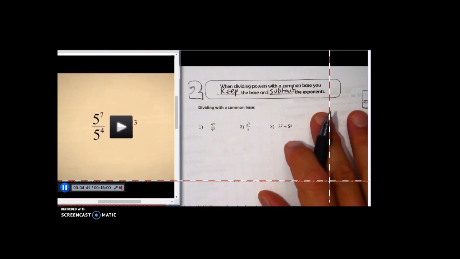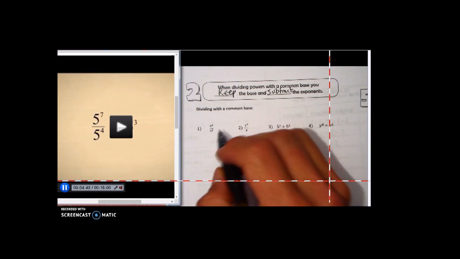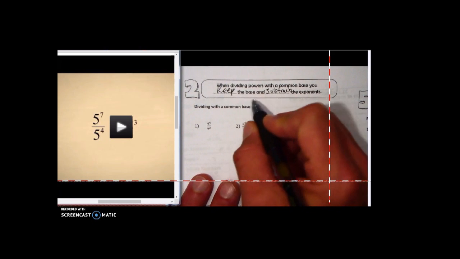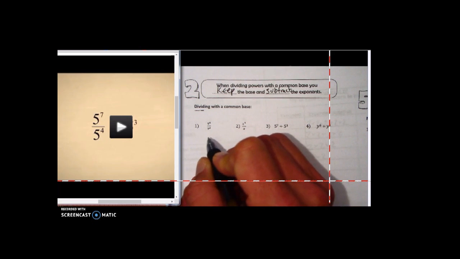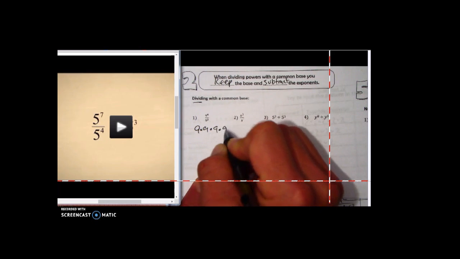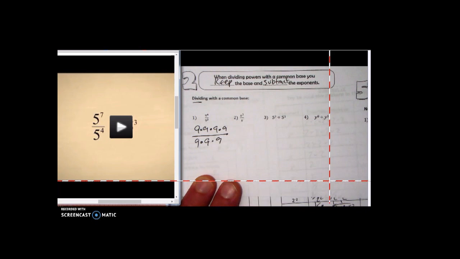Okay. Now, I'm going to do this one in longhand. Pausing the video. So dividing powers with a common base, you keep the base and subtract. So we're talking about dividing. I'm going to blow this one up into an expanded form just to make it more amplified, but you don't have to do that with these others. 9 to the fourth is 9 times 9 times 9 times 9. Yes? This is 9 to the third, 9 times 9 times 9.